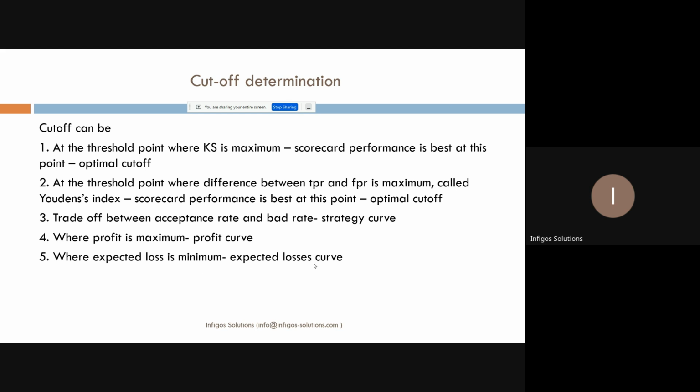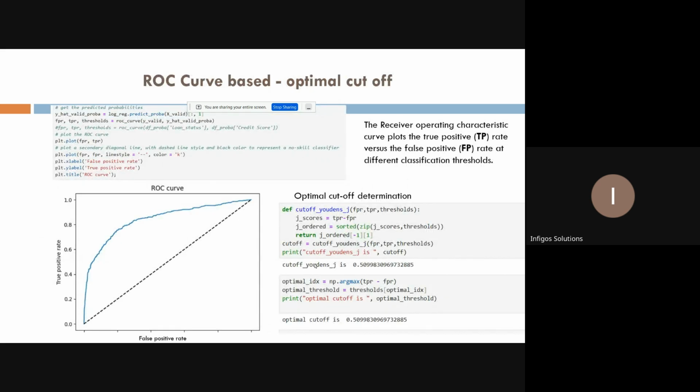Let's go to further slides. So this is our ROC, false positive rate and true positive rate. And this is the cutoff calculation here.